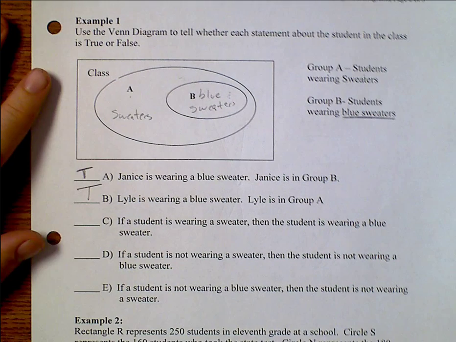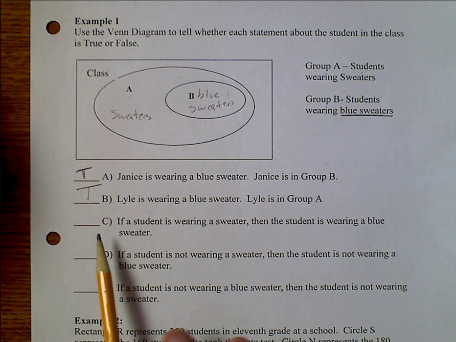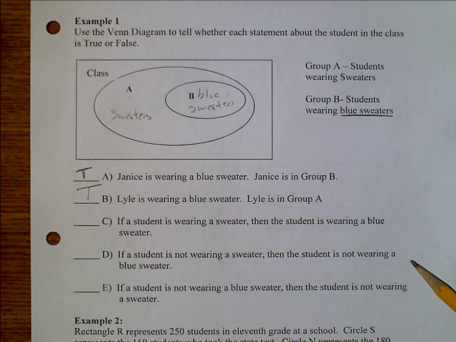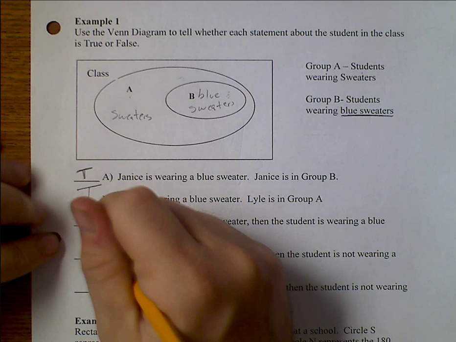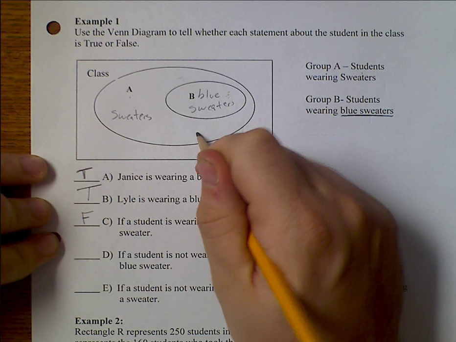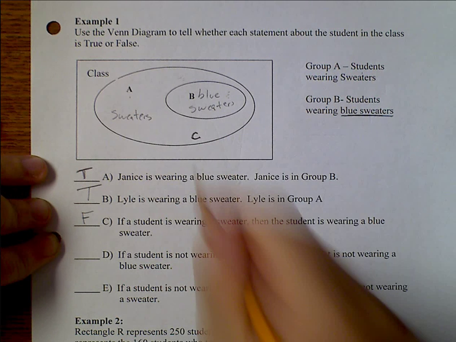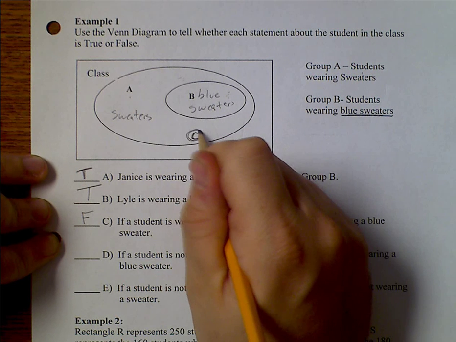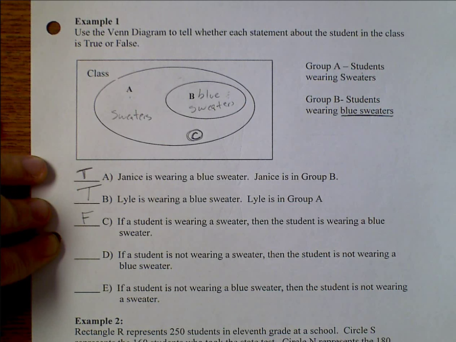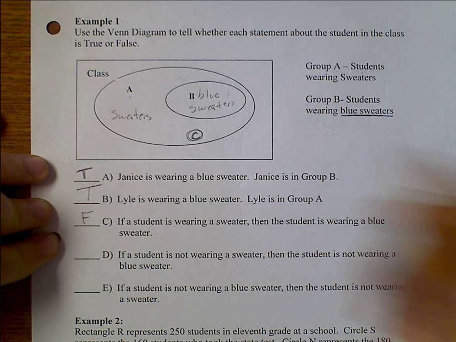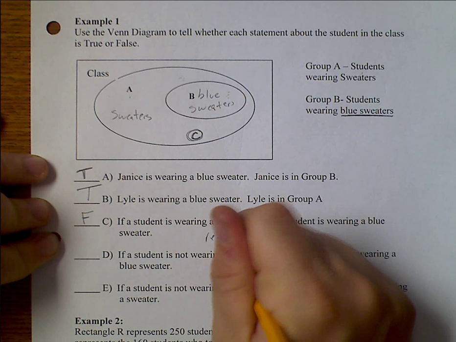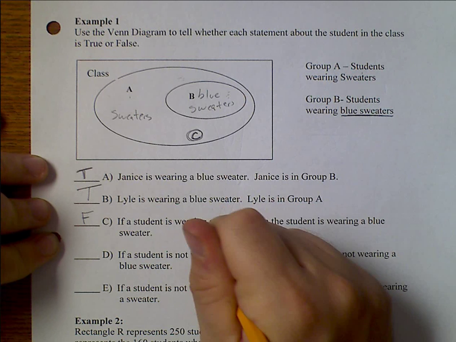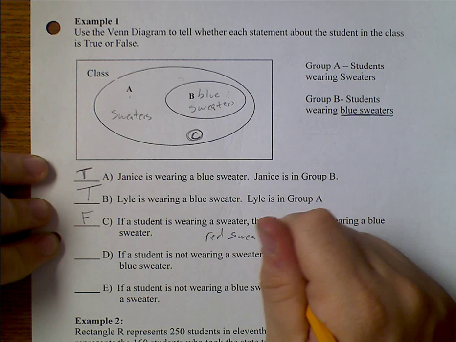Now, C says that if a student is wearing a sweater, then the student is wearing a blue sweater. Well, that's false, because I could have some student over here who's wearing a red sweater. He's not wearing a blue one, he's wearing a red one.